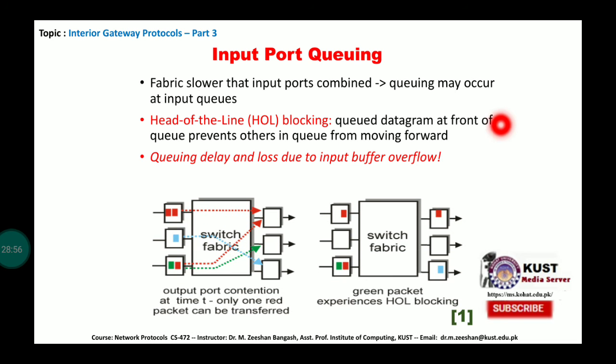This diagram again explains how the queuing performs. Just look at the output port: at time t, it is only reading the red packet that the switch fabric is forwarding to the output port, and the green packet in this diagram is facing an HOL block, so it is blocking others in the queue from moving forward. So the green packet here is facing HOL blocking.